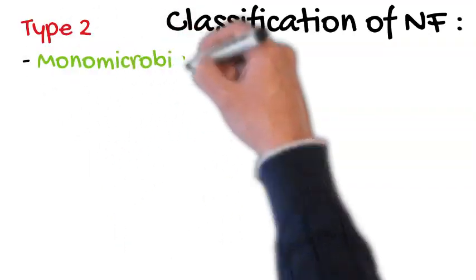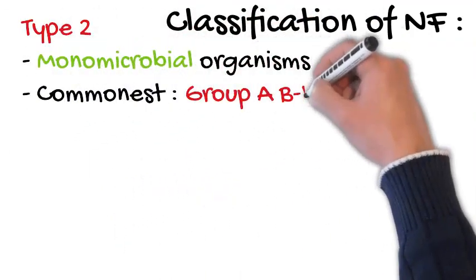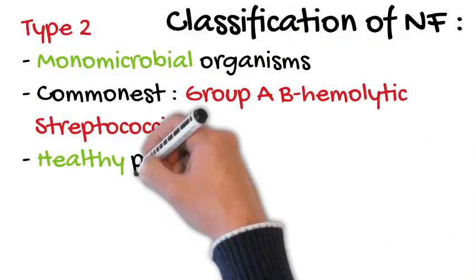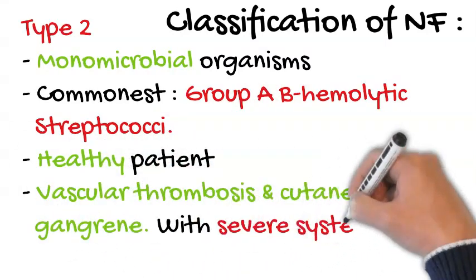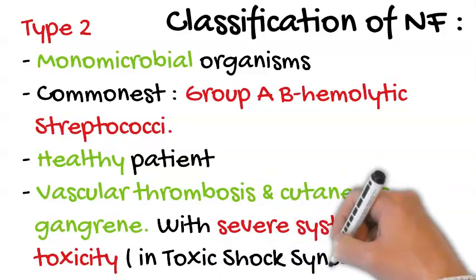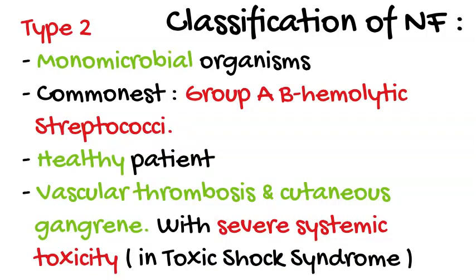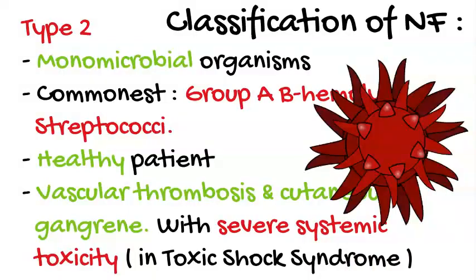For type 2 necrotizing fasciitis, it involves monomicrobial organism. Commonest organism is group A beta hemolytic streptococci. It is mainly seen in healthy patients, characterized by vascular thrombosis and cutaneous gangrene. Often with severe systemic toxicity, patient is in toxic shock syndrome condition.